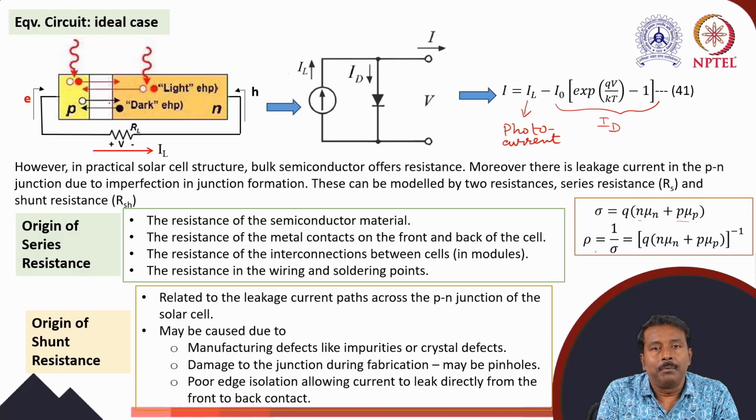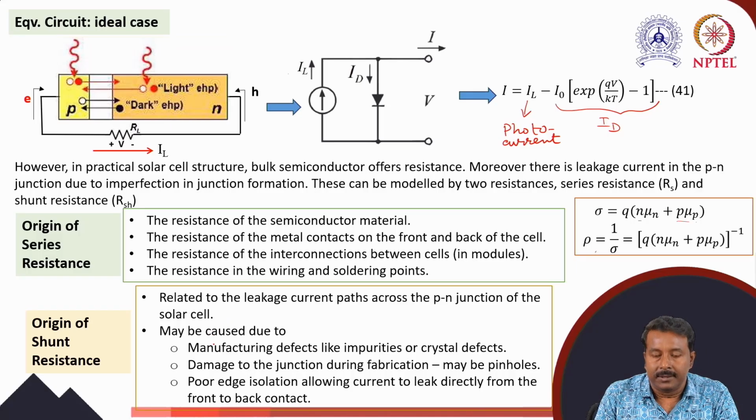So this is mainly occurred due to non-idealities or some imperfection in the junction. Maybe some pinholes in the junction, maybe some defects in the junction. And due to this bypass path, the current which is passing through that bypass path will not contribute to the photocurrent. That's why it's called leakage current. So shunt resistance is modeled to include the effect of these leakage currents.